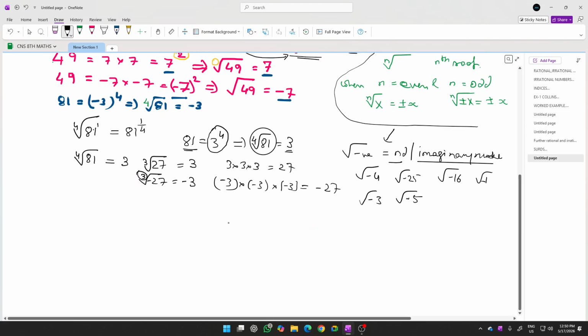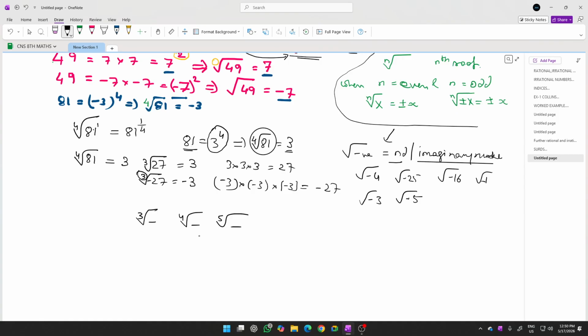if you take a cube root, or if you take a fourth root, or a fifth root, then negative numbers inside are possible. So cube root of minus 27 is possible. Fourth root of minus 81 is possible. Even fifth root is possible. And cube root of minus 125 is possible.